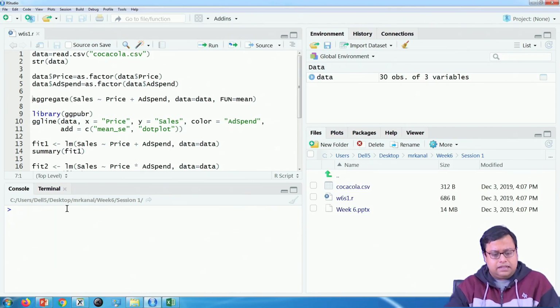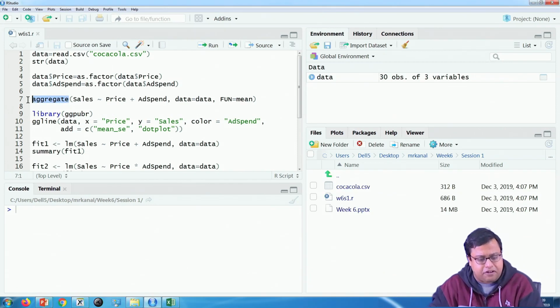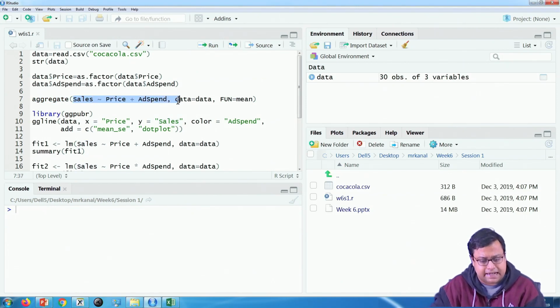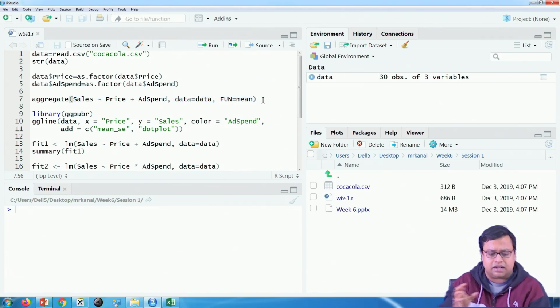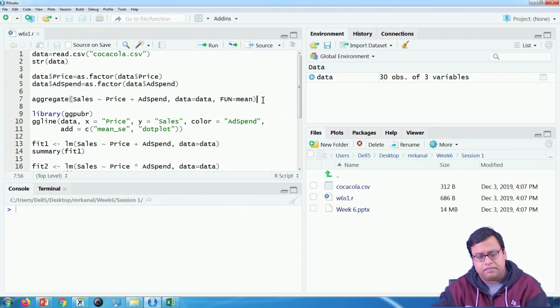Now, next I want to see a little bit of the basic things, a basic exploratory analysis: what is the average sales when the advertisement is 1 or 2, or when the price is 8, 10 or 12? So, what did I write? I write the aggregate function. You can also use dplyr if you know. Aggregate sales tilde price plus ad spend, data is equal to data, and fun, that means function, is equal to mean. So, for every price and every ad spend, you pick up the sales from the data set and then give me the mean.